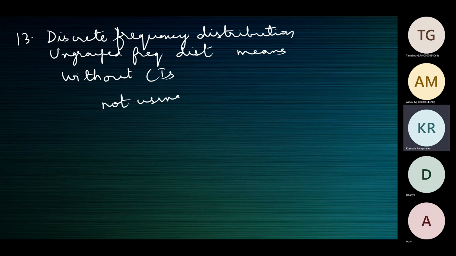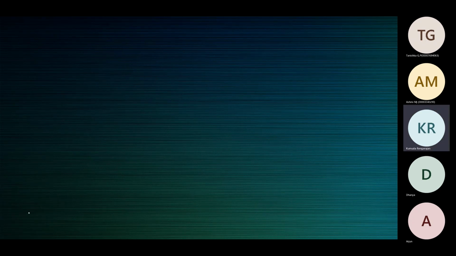You should make a frequency distribution not using the class intervals. That is what is meant by discrete or ungrouped. Discrete or ungrouped means you should not use class intervals. So in the 13th one, you should not use class intervals. So the first column will not be class intervals.